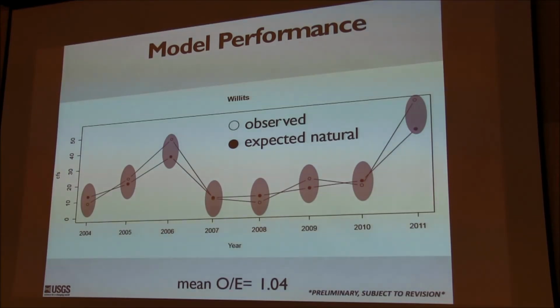We heard Chuck talk about that a lot in his previous talks and earlier today. In this case, this was a pretty good model for this stream. The mean O over E is close to 1 here, and that's what's desirable in terms of model performance. So values closest to 1 are better models. Values that depart from that are less good models.